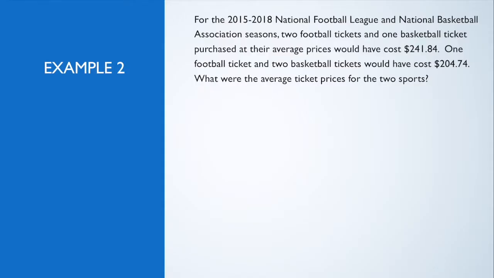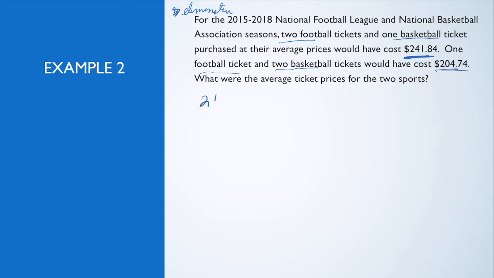This second example we'll solve by elimination. For the 2015 to 2018 NFL and NBA seasons, 2 football tickets and 1 basketball ticket purchased at their average prices would have cost $241.84. 1 football ticket and 2 basketball tickets would have cost $204.74. What were the average prices for the 2 sports? We need to set up an equation. Let's solve this one using elimination, just for practice.